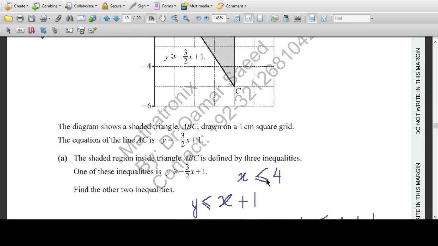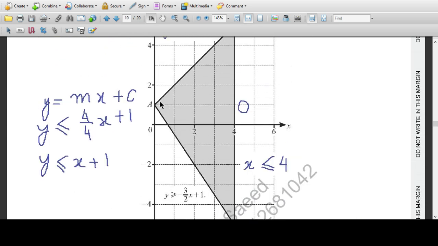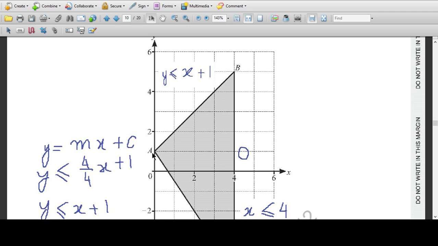So this one is obtained, and for this line, we write y is equal to mx plus c. Here we see this is 4 and this is 4. So the change in y, delta y, is 4, and delta x is also 4 (1, 2, 3, 4). Change in y is 4, change in x is 4. So 4 upon 4, and this is x.